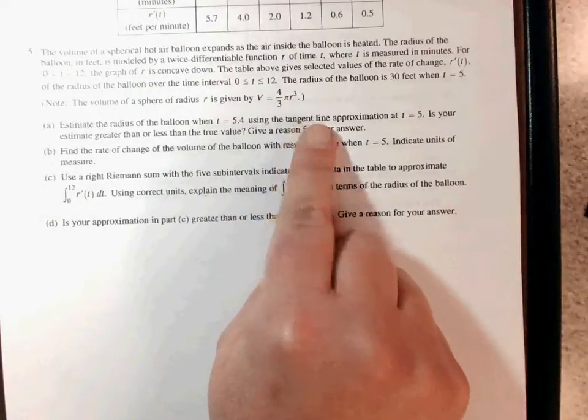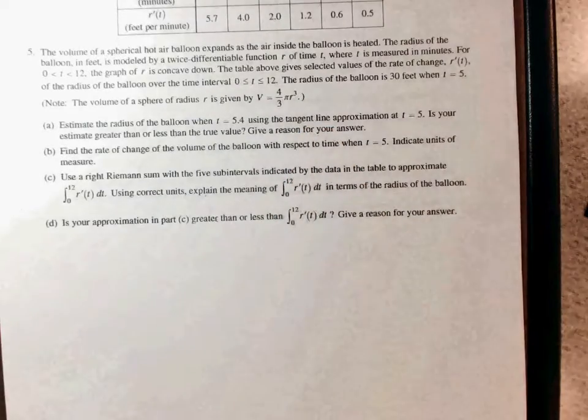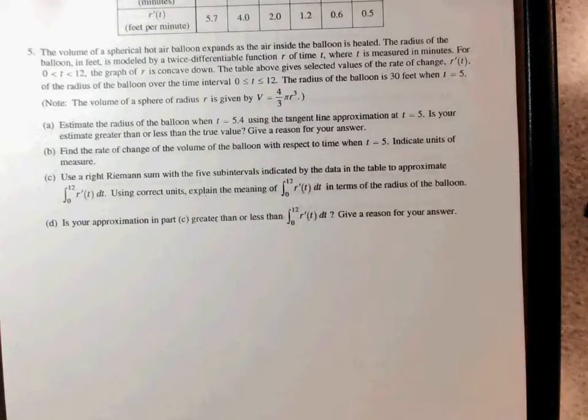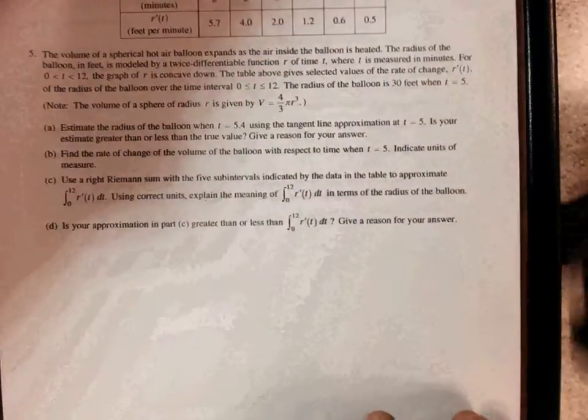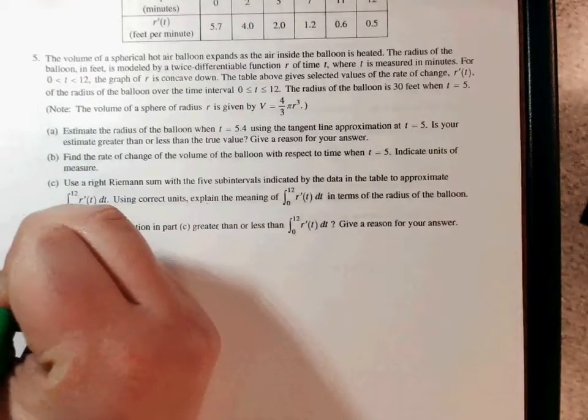A tangent line. What two pieces do you need to write the equation of a tangent line? Point and slope. A point and a slope. Perfect. Okay, now, this is where you have to be a little bit careful. For your point, part A.